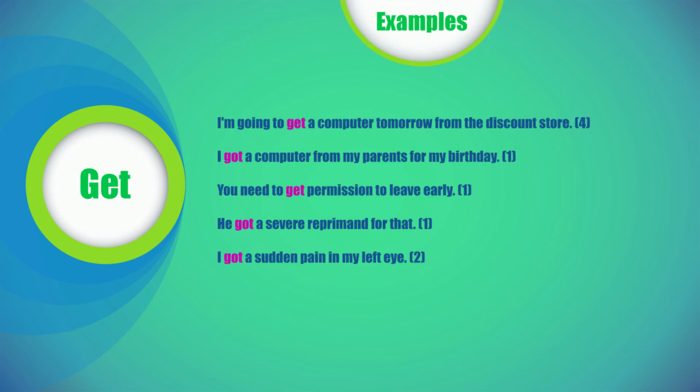Examples. I'm going to get a computer tomorrow from the discount store. I got a computer from my parents for my birthday. You need to get permission to leave early. He got a severe reprimand for that. I got a sudden pain in my left eye.